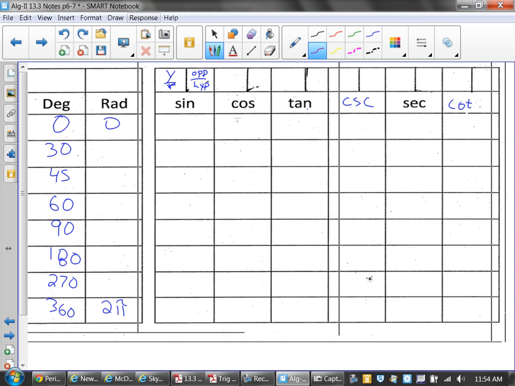Here's what this stuff should be starting to look like. As you're going through this, if you know sine and cosine of 30, 45, and 60, everything else falls in real fast. Sine of 30, 1/2. Sine of 45, 1 over root 2, root 2 over 2. Sine of 60, root 3 over 2. After that, they just flip them.